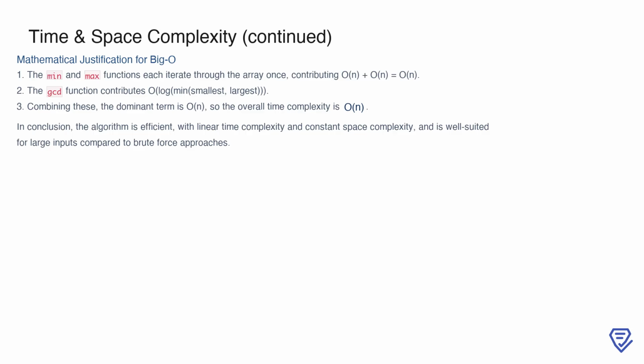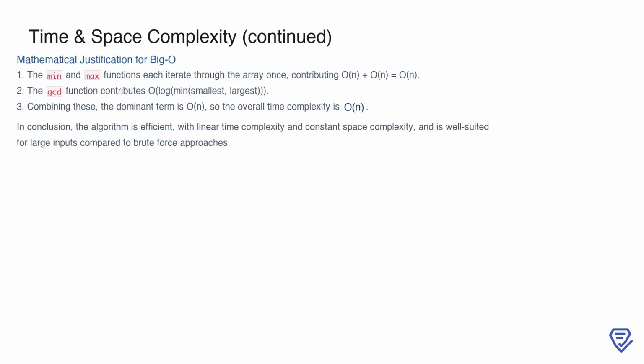To mathematically justify the big O analysis, note that the min and max functions each iterate through the array once, contributing O(n) for each operation. The GCD computation adds O(log(min(smallest, largest))) to the time complexity. When combining these terms, the O(n) contributions from min and max dominate, making the overall time complexity O(n).